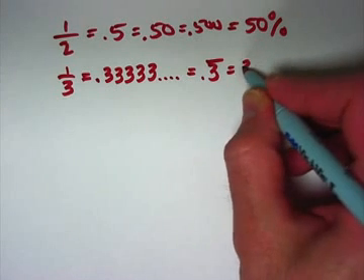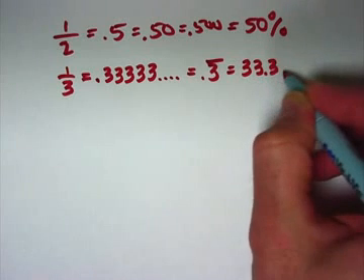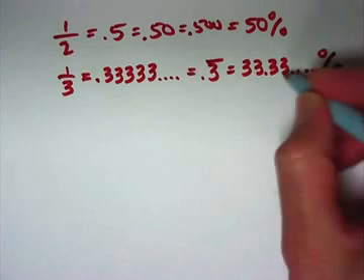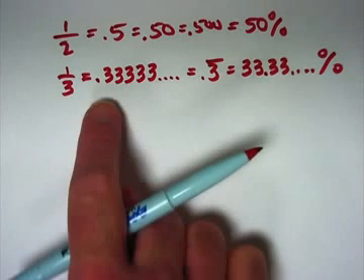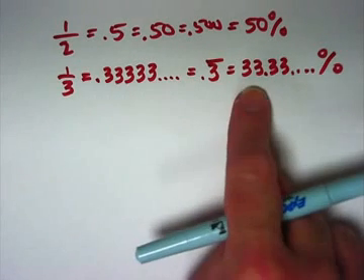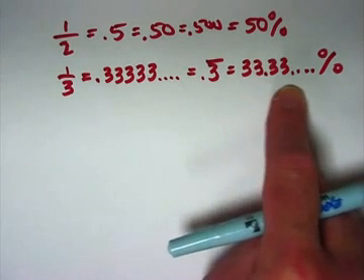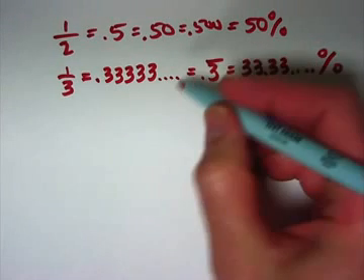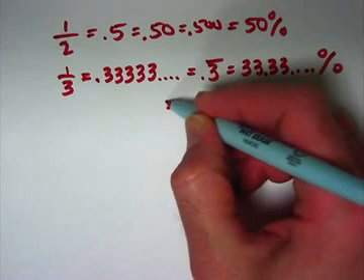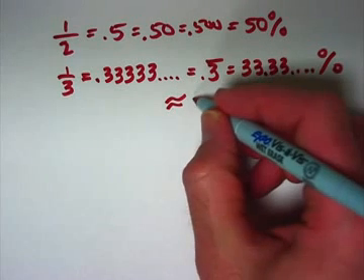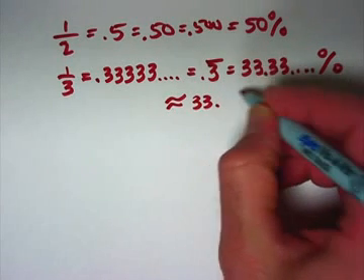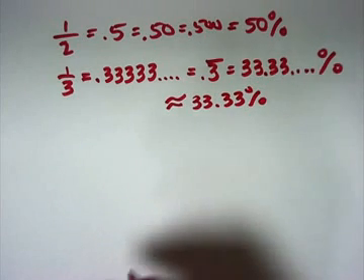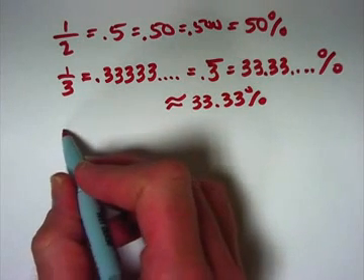As a percentage, if you're going to write it exactly, you'd have to write it as an infinite decimal repeating pattern there as well, with the decimal moved two spots to the right, 33.33, with the threes going on forever, repeating, percent. Of course, we usually approximate it, and calculators internally approximate these things. You could say that's approximately 33.33%, and you can stop wherever you want, depending on your needs.